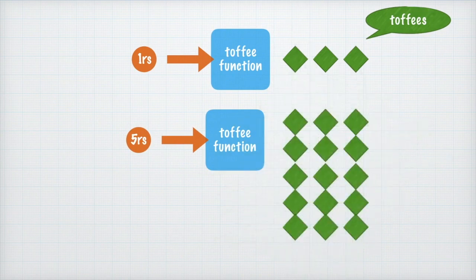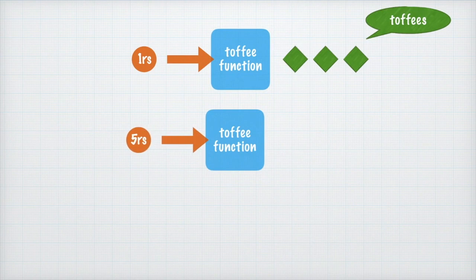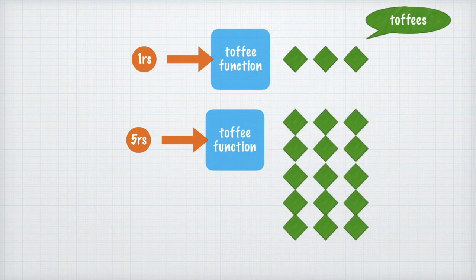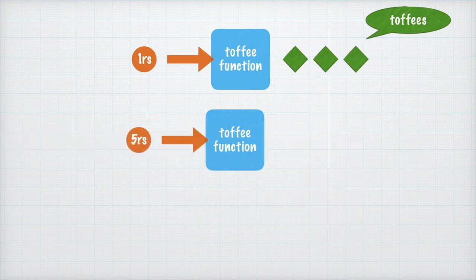You were not even given the function, you were just given the input and output, and you took out the pattern and used it to deduce how many toffees you will get for 5 rupees, and the answer is 15 toffees, right?